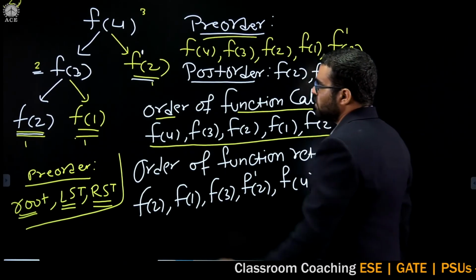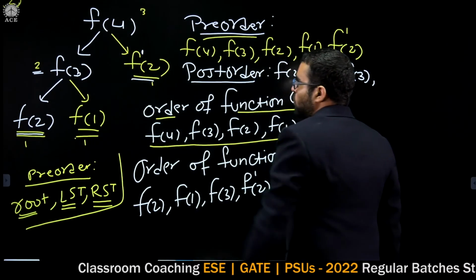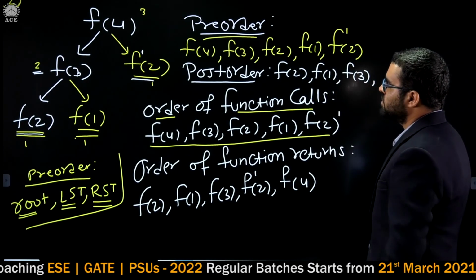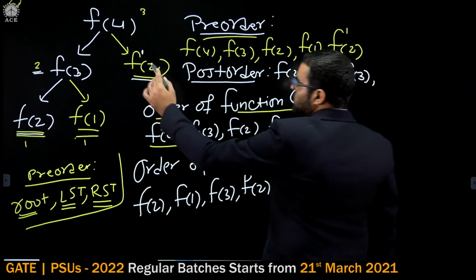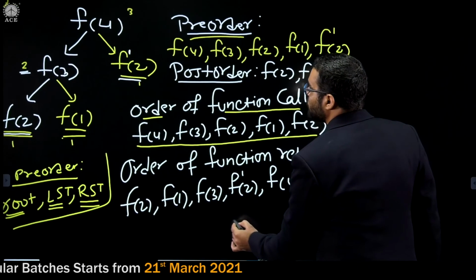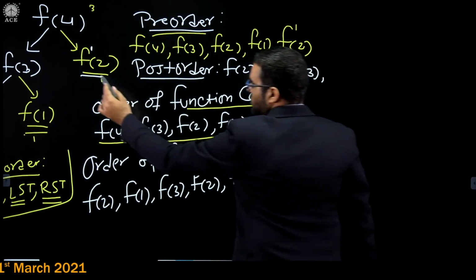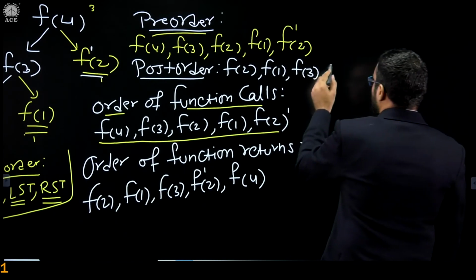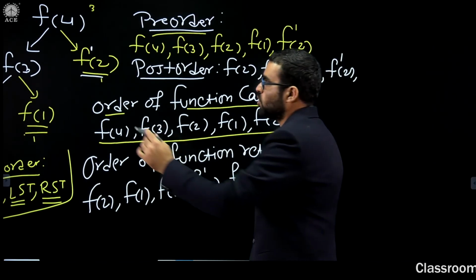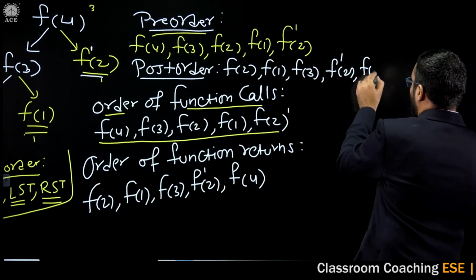Now after that we visit the right subtree of F4. In the right subtree of F4, this F2 we print, and then finally we print the root node. So finally we print F4.